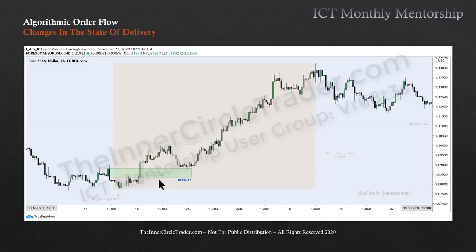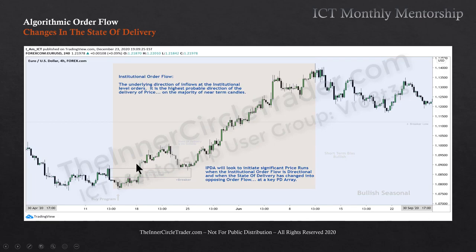So the order flow algorithmically is likely to see high probability setups with these signatures. All these factors coming in gives you this: your institutional order flows, which you're trying to seek. You're trying to determine what that is. And it's the underlying direction of inflows at the institutional level orders. It is the highest probable direction of the delivery of price on the majority of near-term candles.